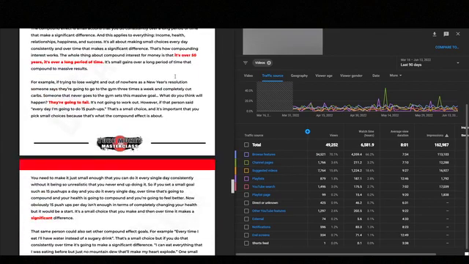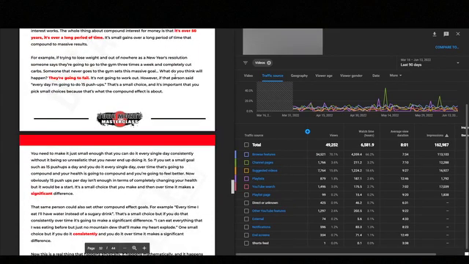So, for example, if you're trying to lose weight and out of nowhere, it's New Year's resolution time. Somebody says they're going to the gym 3 times a week and they're going to completely cut carbs, somebody that's never gone to the gym before, they set this massive goal. What do you think is going to happen? They're going to fail, right? It's not going to work out. However, if that person said, every day I'm going to do 15 push-ups, that's a smaller choice, and it's important that you pick small choices because that's what the compound effect is about, right? You need to make it just small enough so that you can do it every day consistently without it being so unrealistic that you never end up doing it, right?